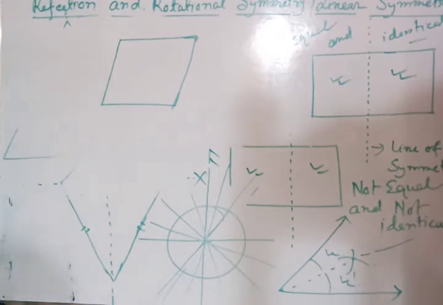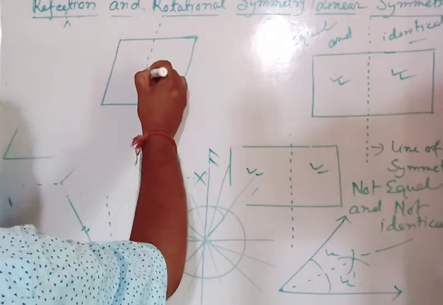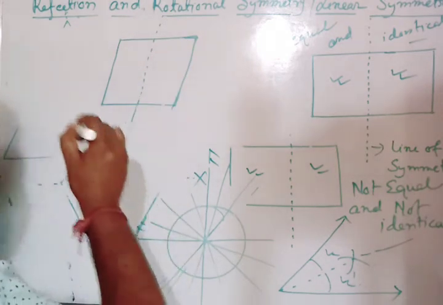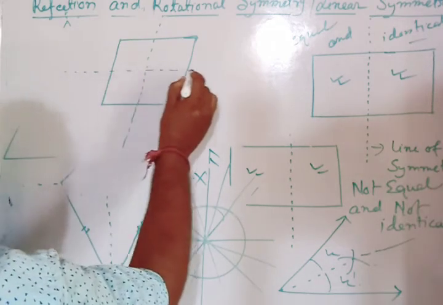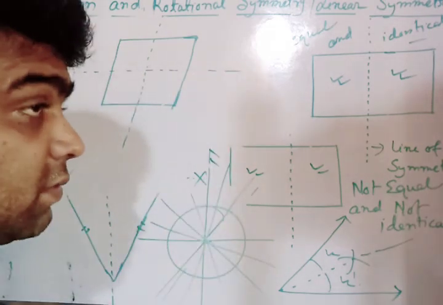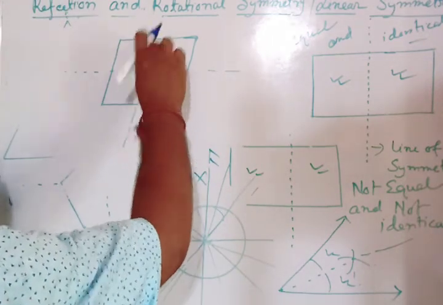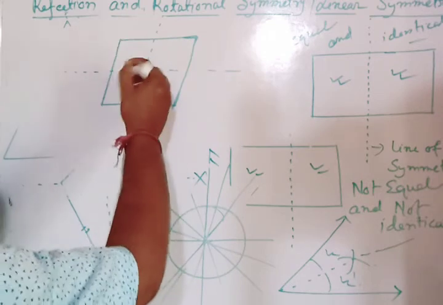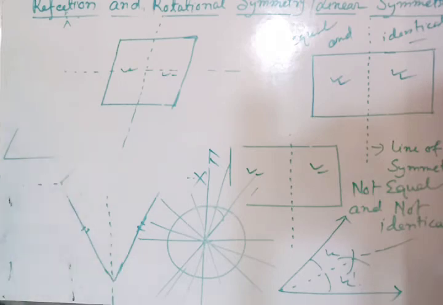Now for it, if we take this line, this is not a line of symmetry. Then again if we take this line, this is also not a line of symmetry, because it doesn't make the rhombus into two equal, identical parts. It's two equal parts but not identical parts, okay.